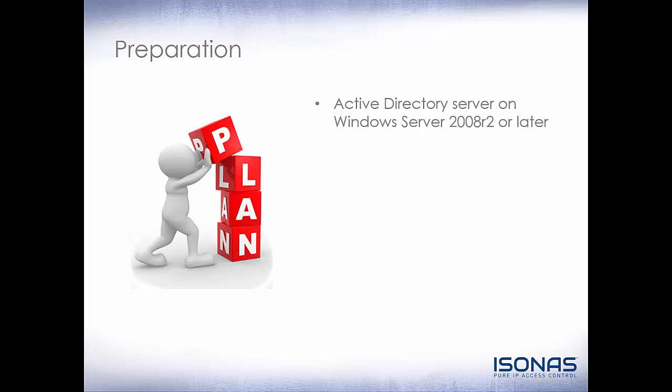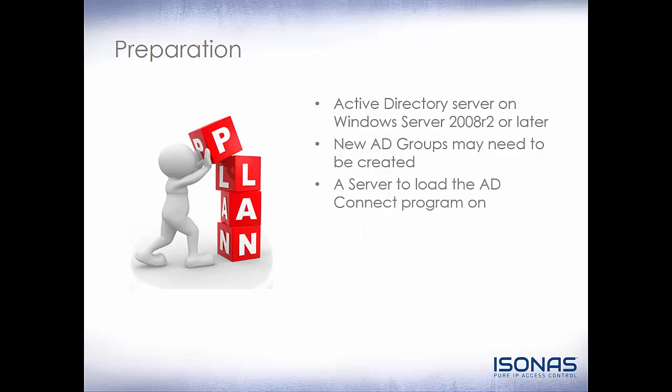We're going to need to make sure that Active Directory is running on a Windows Server 2008 R2 or later. New Active Directory groups may need to be created. Logical access on the network may not directly translate to physical access into the location. A server to load the Active Directory Connect program on. It doesn't necessarily need to be the Active Directory server, but it does need access to both the Active Directory server and to Peer Access, either the cloud or the manager version.